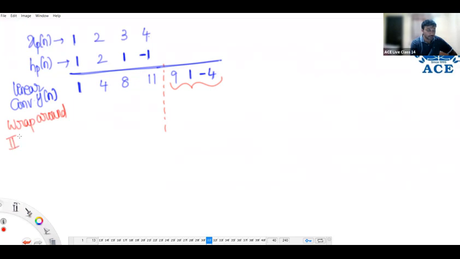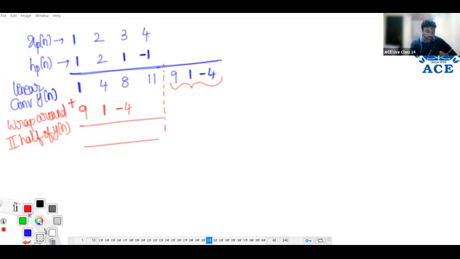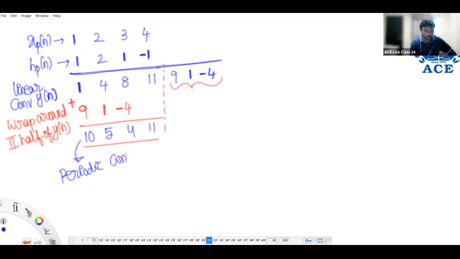Wrap around the second half of y of n. So what is the second set of samples? 9, 1, minus 4. Do addition. You are going to get the periodic convolution output. Do addition. This is the periodic convolution output.